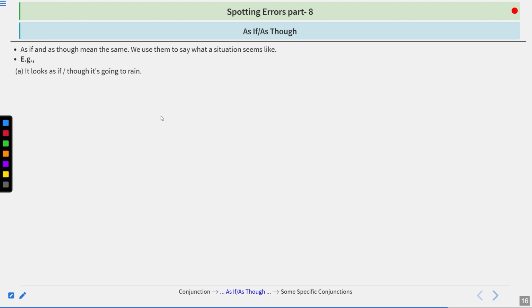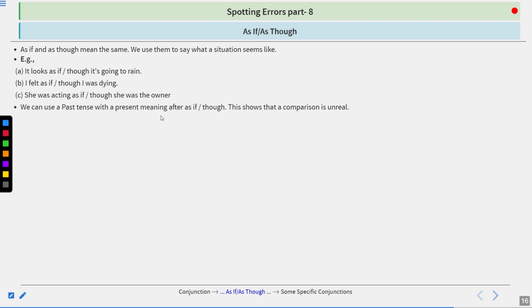So instead of using like, use as if and as though in formal standard English. I felt as though I was dying. She was acting as though she was the owner. Actually, she is not the owner, but we are supposing.